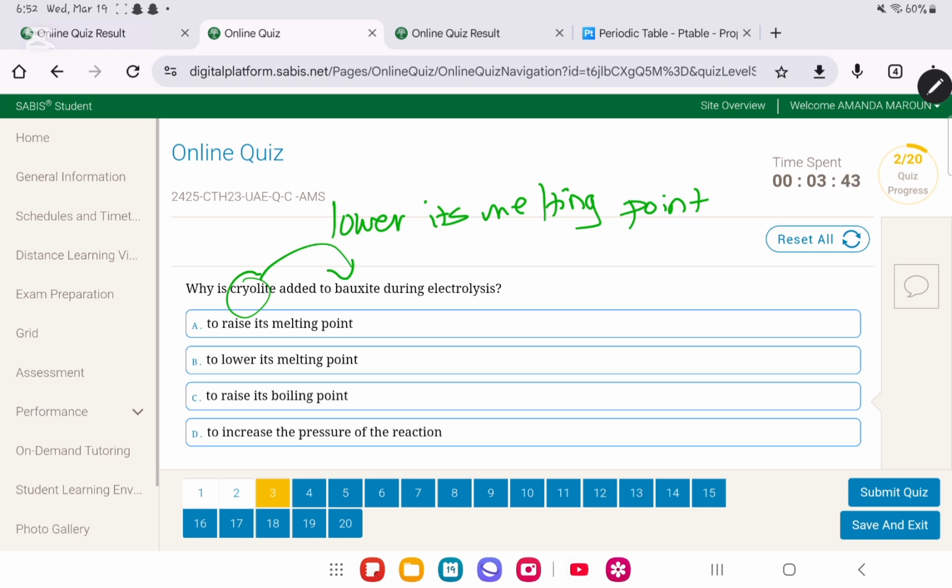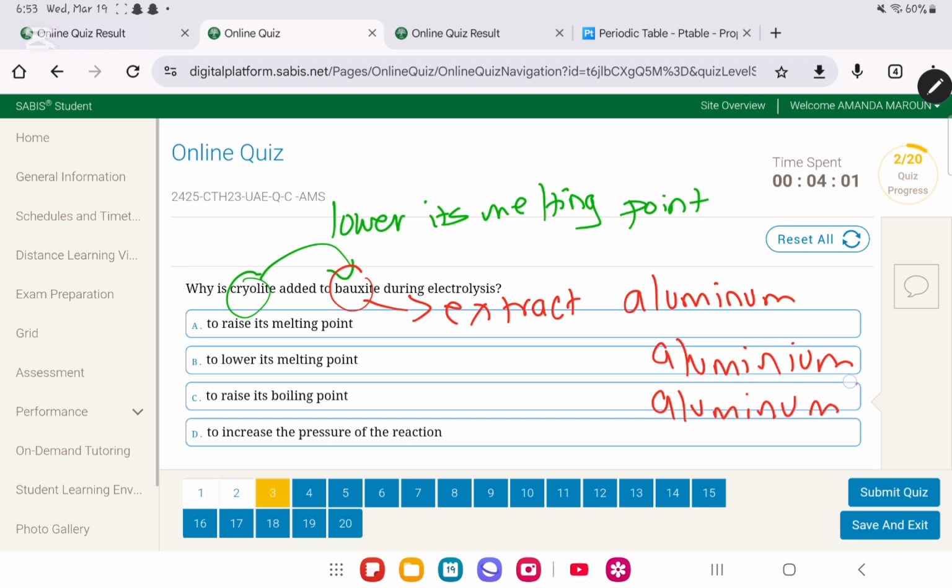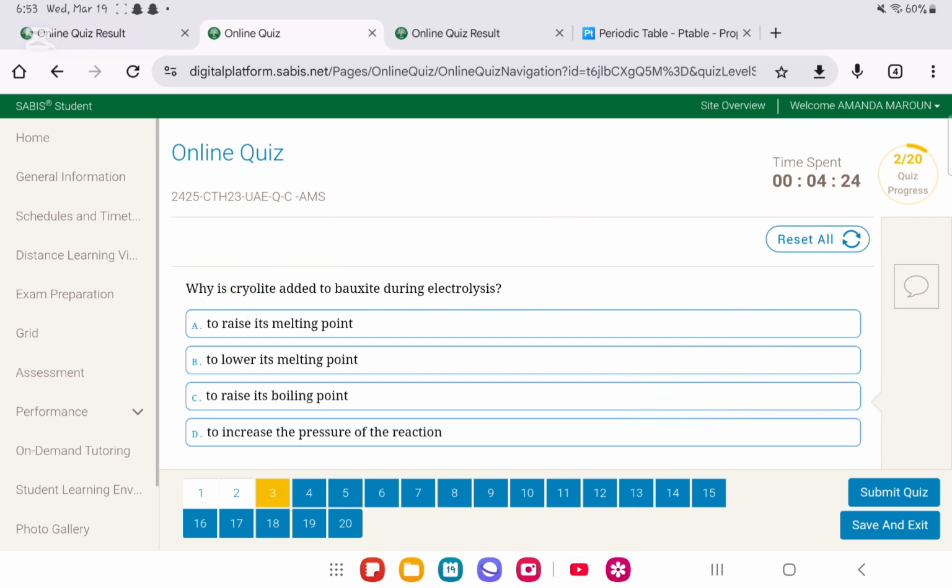Now, why do we use bauxite? We use bauxite to extract aluminium. Now, I know some people write aluminium like this. This is personally how I write it. Other people write it like this, aluminum. But in the exam, they will take it as aluminum, not aluminium. So keep in mind not to write it as aluminium, write it as aluminum. All right, so for the extraction of aluminum, we will use bauxite, okay? And we add cryolite to bauxite to lower its melting point.